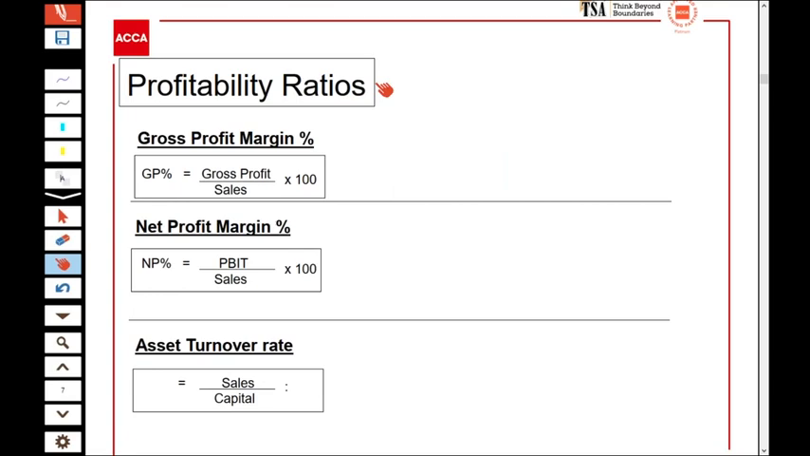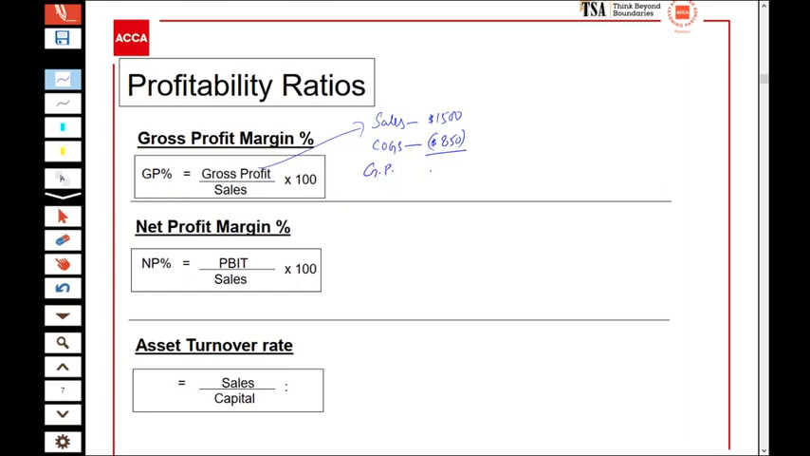Now, when I will be measuring the profitability ratio, I will be having many ratios. Number one is the gross profit margin, that's a percentage. Gross profit percentage is calculated as gross profit over sales. And how will you calculate the gross profit? That is sales, for example, 1500, minus COGS, that is cost of goods sold, which was $850, for example.